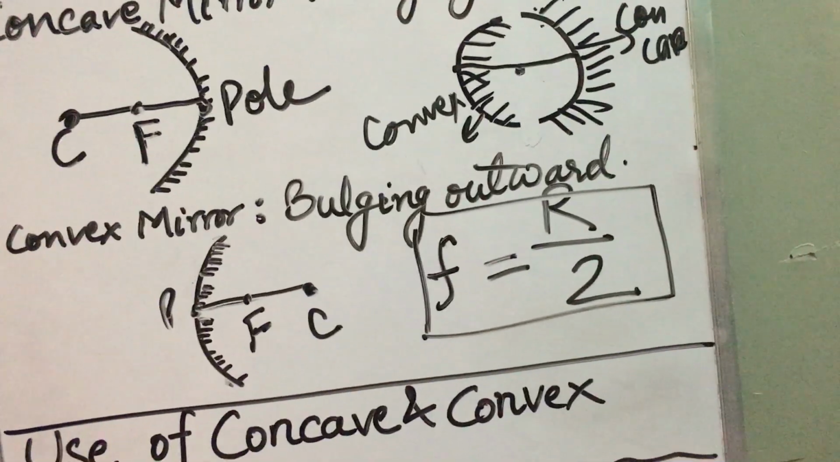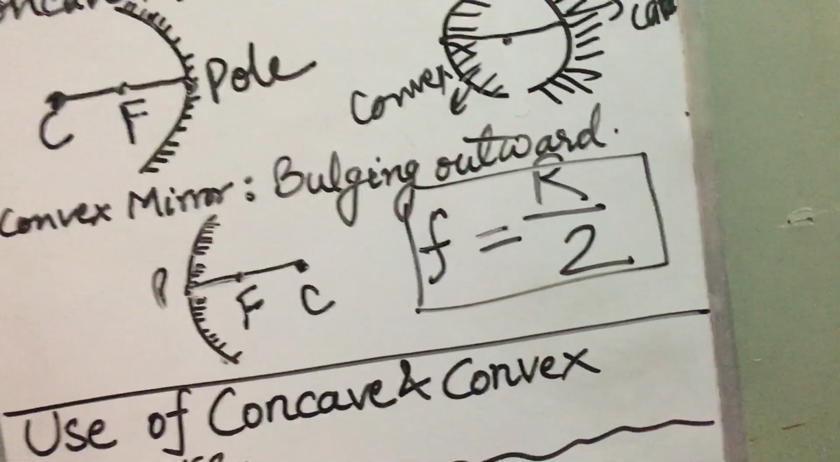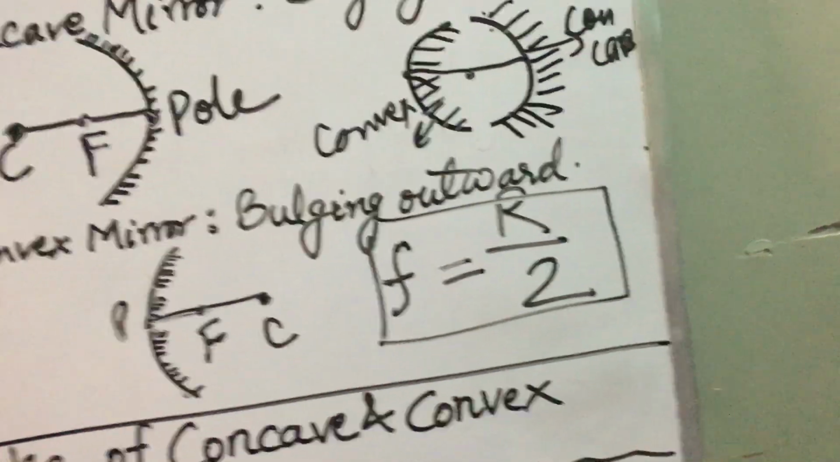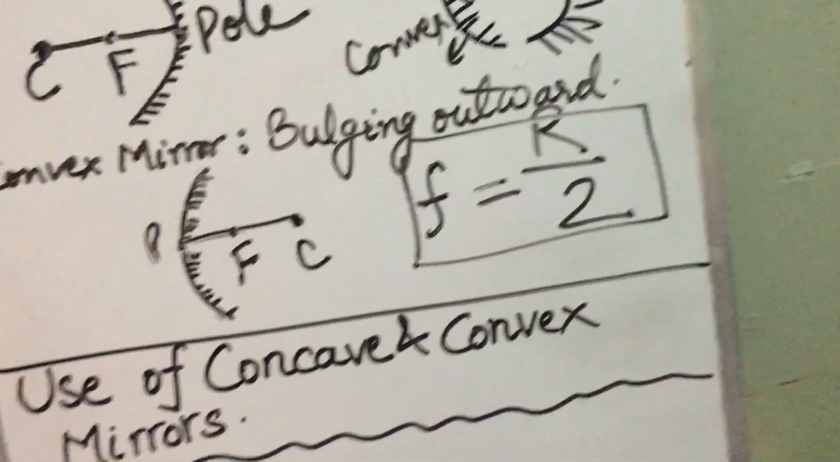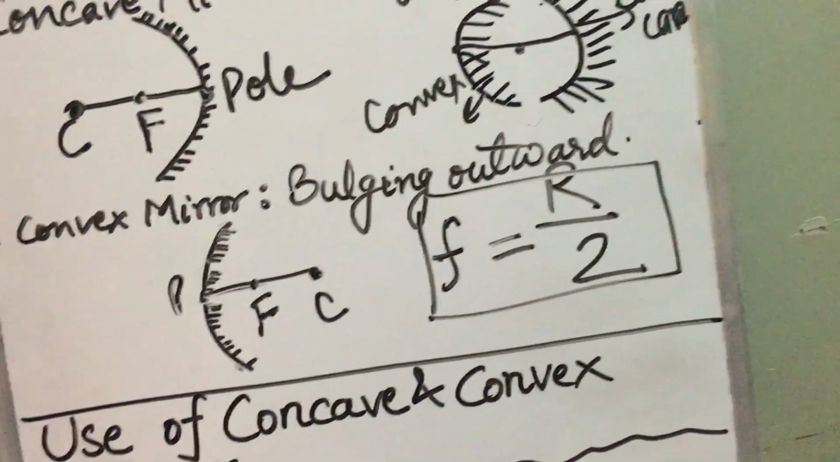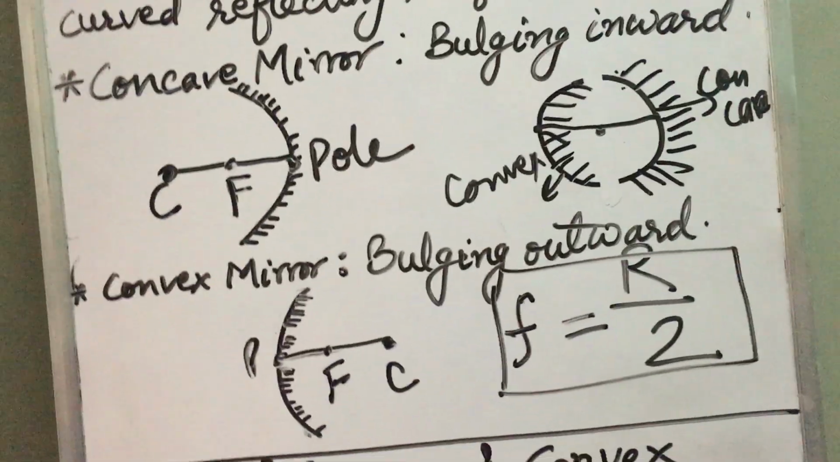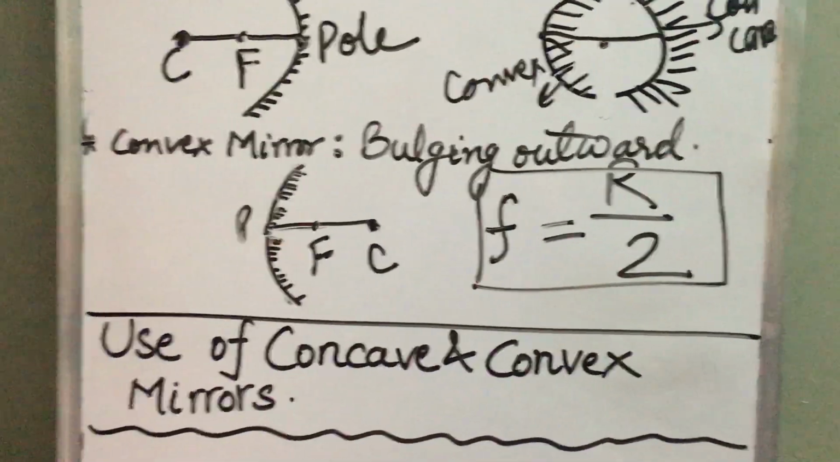Now, street light reflectors. You must have seen street lights. Below that bulb, they have a curved mirror. That curved mirror is actually a convex mirror. Why are they using it? Because convex mirrors are diverging mirrors. Diverging means to spread.